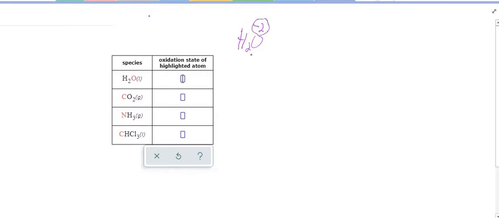Very rarely is it not. So oxygen is a -2. So in Alex I would write -2. Alright, our next one is carbon dioxide. Then we're going to focus on the carbon.